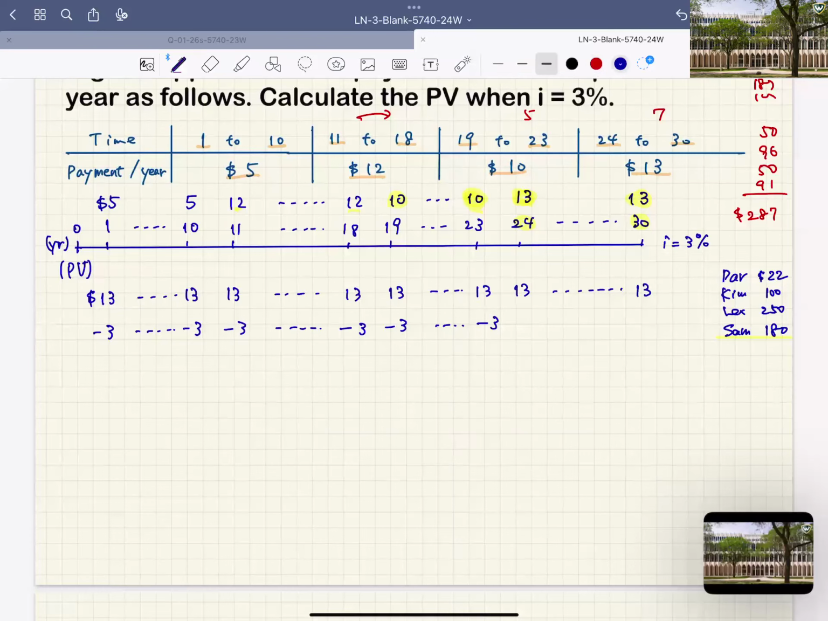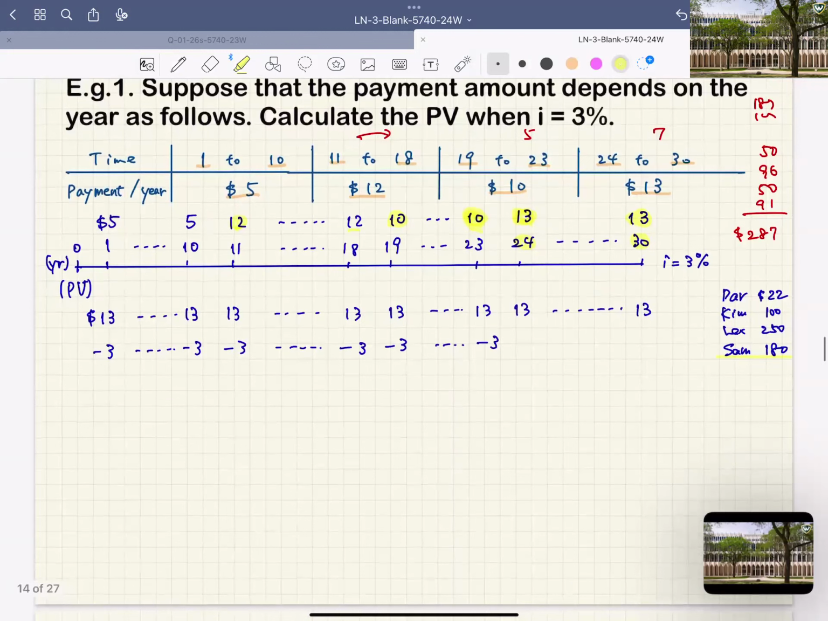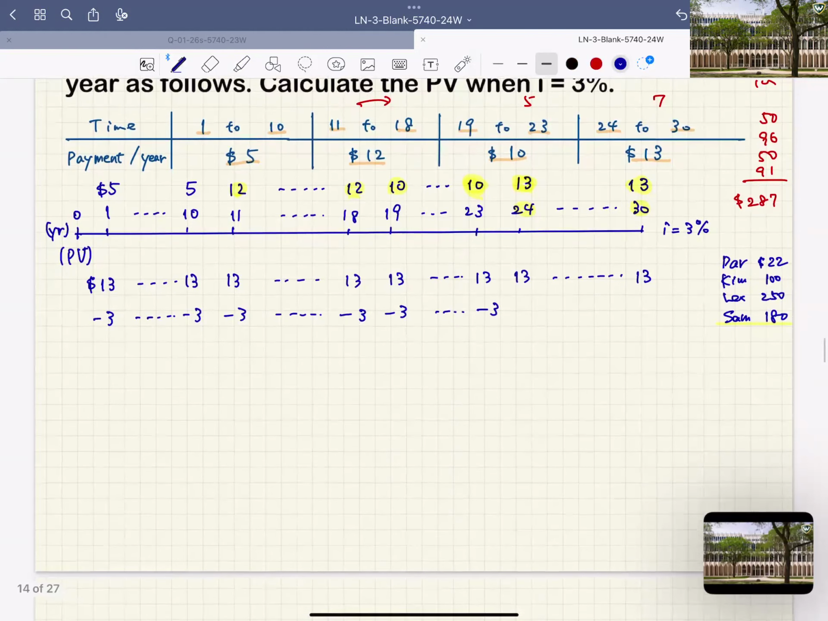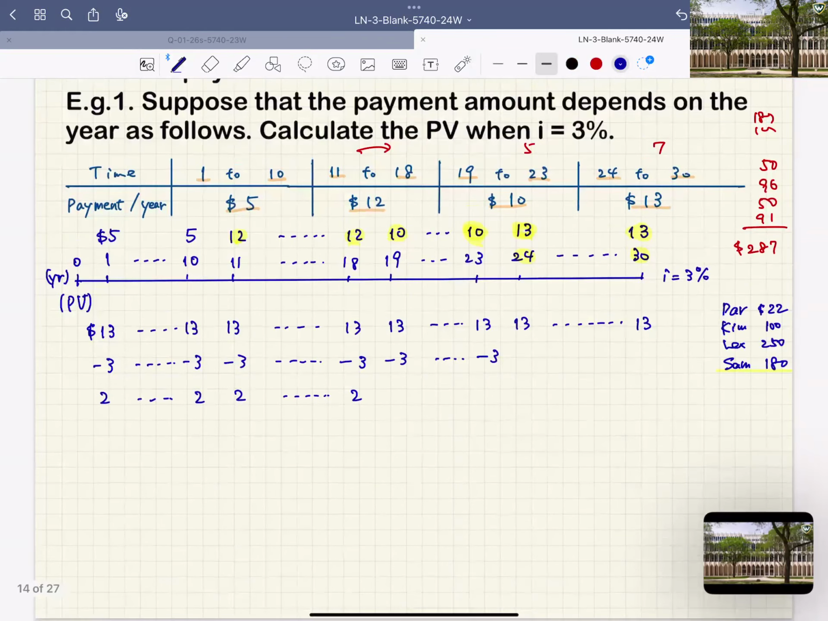And then we continue this strategy. So next one is the 8 payments of $12 each. So we want to make this $10 into $12. So we have to add $2. So we consider $2 payments for 18 years. Then lastly, we have 10 years of $5 payments. So that is $7 less than $12. So we consider the negative $7 payments for 10 years.